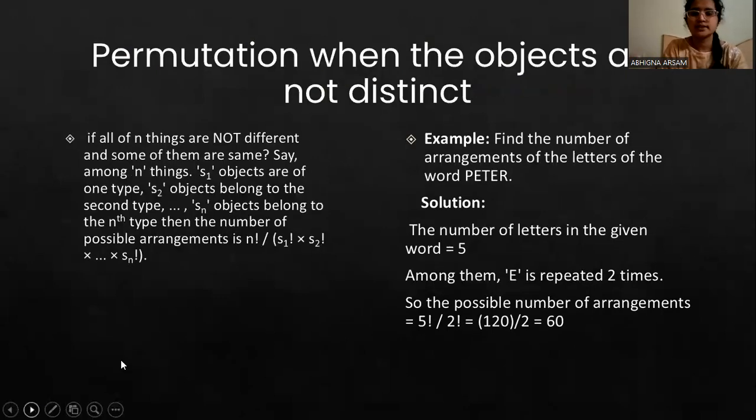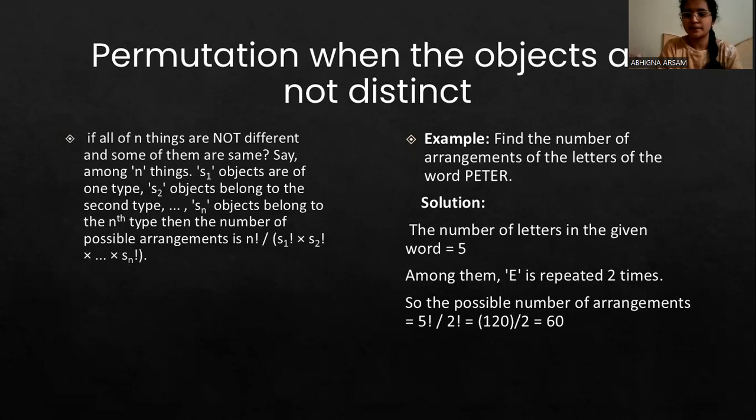Now let us discuss permutations when the objects are not distinct. If all n things are not different, say among n things, S1 objects are of one type, S2 belong to the second type, and Sn belong to the nth type, then the number of possible arrangements is n factorial by S1 factorial into S2 factorial and so on up to Sn factorial.